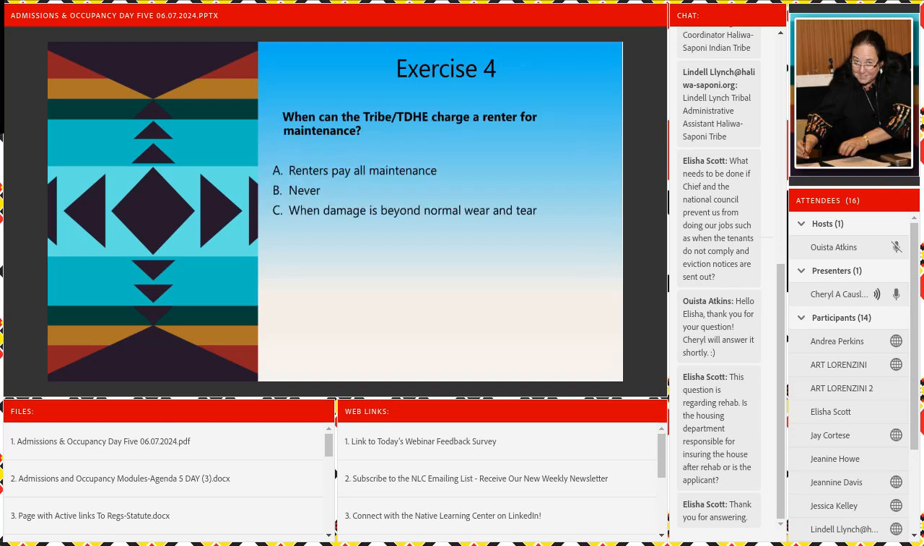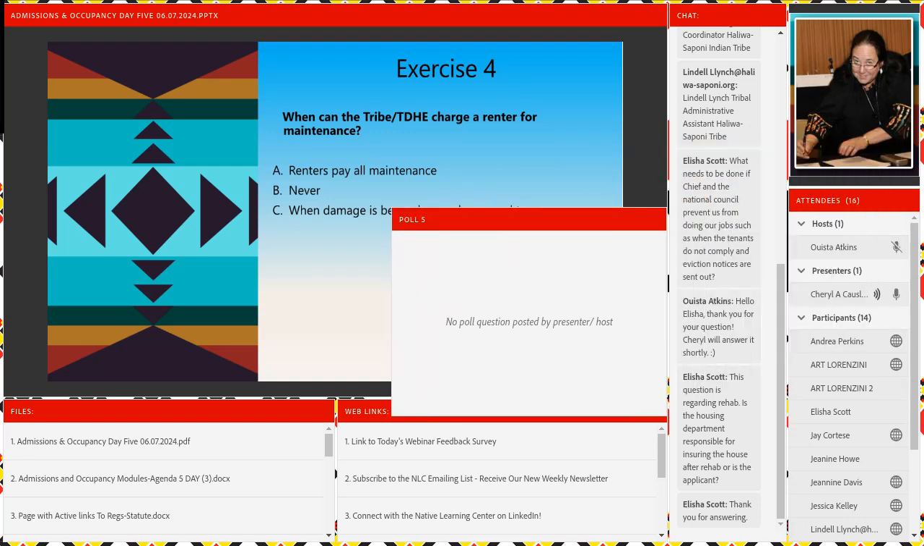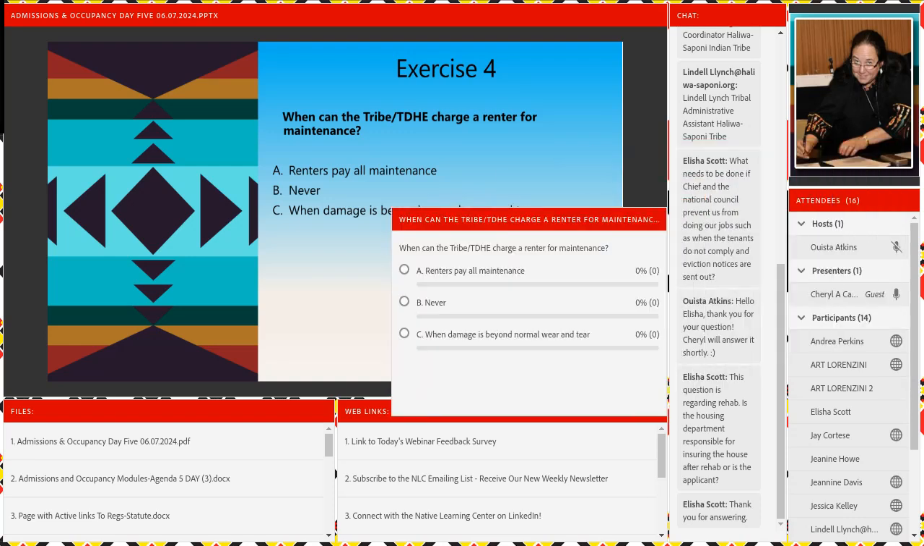When can the tribe or TDHE charge a renter for maintenance? Renters pay all the maintenance, never when the damage is beyond normal wear and tear.